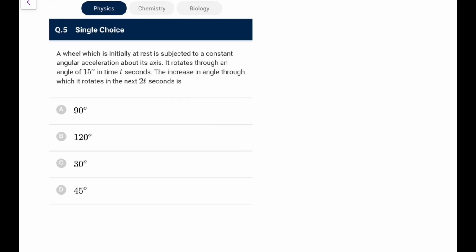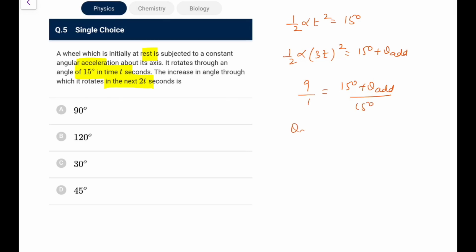Next, a wheel which is initially at rest is subjected to a constant angular acceleration. It rotates by an angle 15 degree in time t. The increase in angle through which it rotates in the next 2t seconds is. So directly you can say in the first t seconds it goes by half alpha t square, that is, let's say, 15 degree. Now in the next 2t, in the complete 3t I can write, because it is starting from rest, again omega naught is 0, that would be 15 degree plus theta additional. So now take the division, you will have 9 by 1 is equal to 15 degree plus theta additional upon 15 degree. So you directly have this theta additional would be 15 degree into 8, that is 120 degree, that you can go for option B in this case.